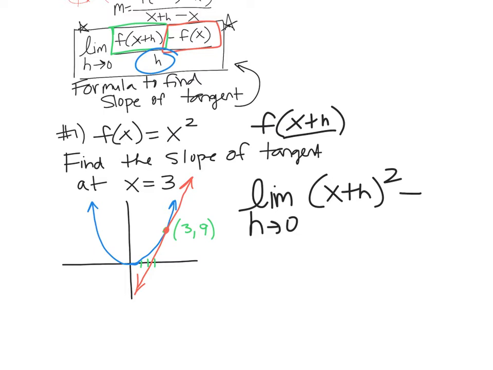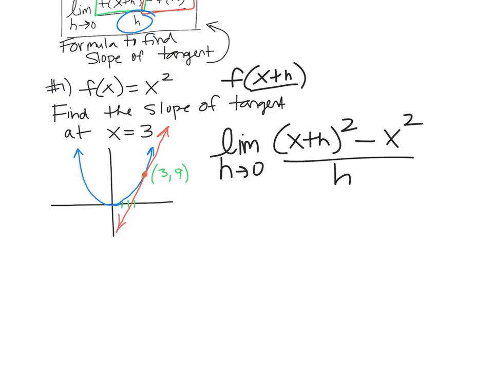And then minus f of x. Well, what is f of x? They tell you what f of x is. It's x squared. And this is all over h. And that means all over 0? Okay, so if you were to try and find the limit, you plug in 0 and you get 0 over 0. Oh no. Okay. So now there's stuff that we have to do.